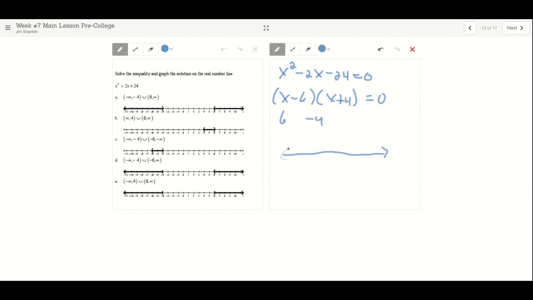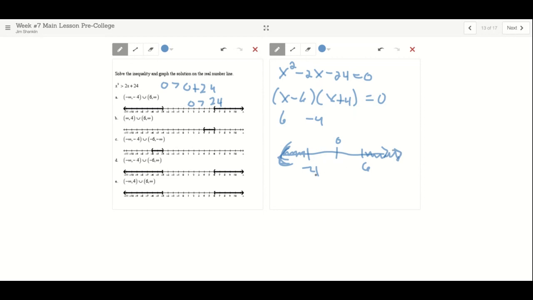Make my number line. So I'm going to put negative 4 here, and 6 here. 0 is always the easiest value to use, so I always use it. I'm going to put 0 back in here. 0 squared is 0, so I have 0 greater than 0 plus 24. Is 0 greater than 24? No way. 0 is not greater than 24. So that means this isn't going to be shaded in between -4 and 6. So I know that the outside is going to be shaded in. That is what that tells me.